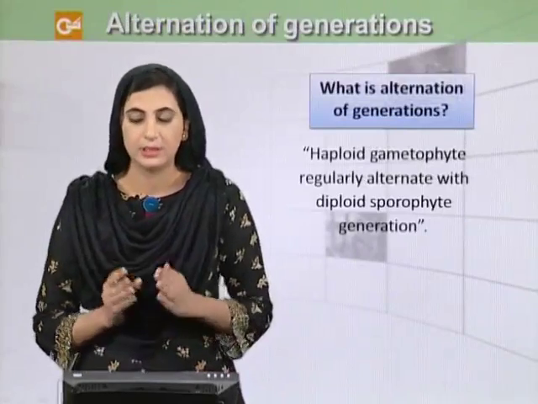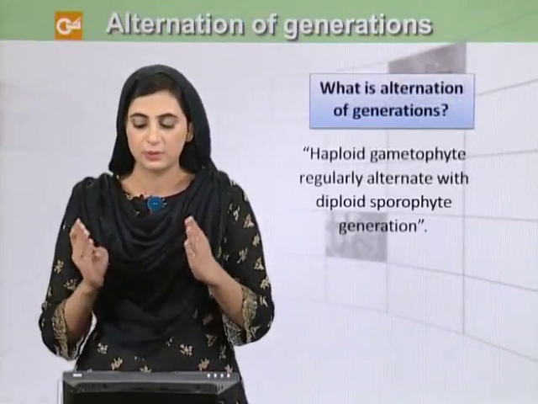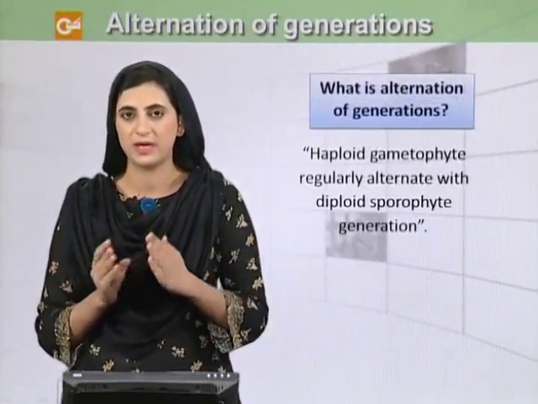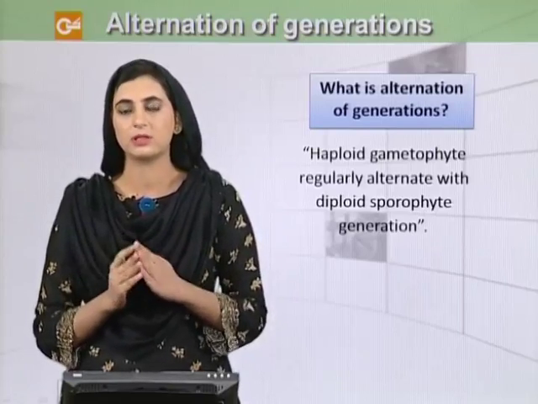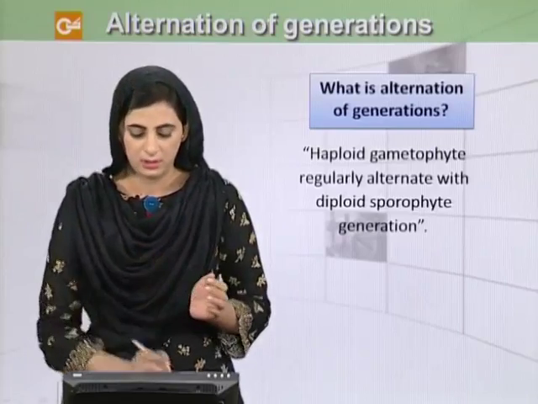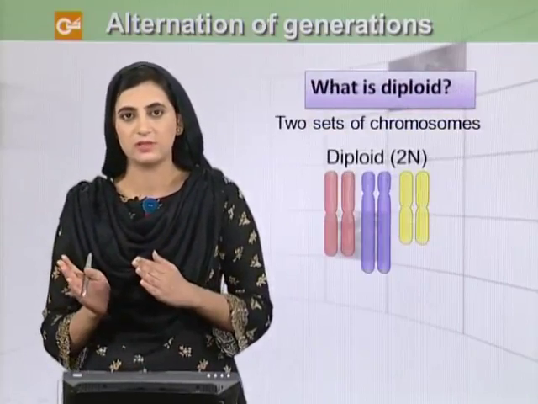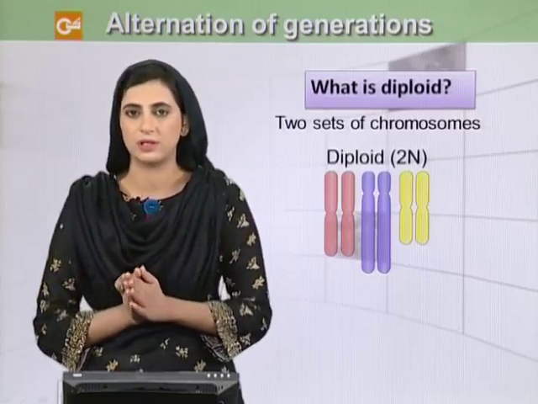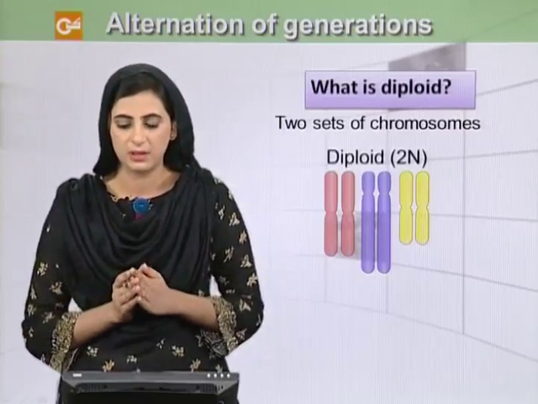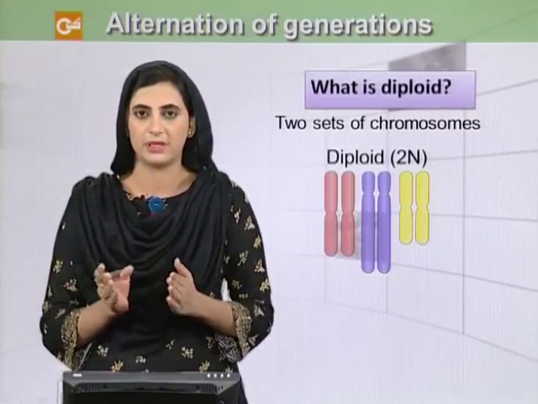Alternation of generations. It is actually a process in which multicellular haploid gametophyte generation alternates with diploid multicellular sporophyte generation. Before looking into the detail of this process, we will look into a few terms to understand it better. Number one is diploid.